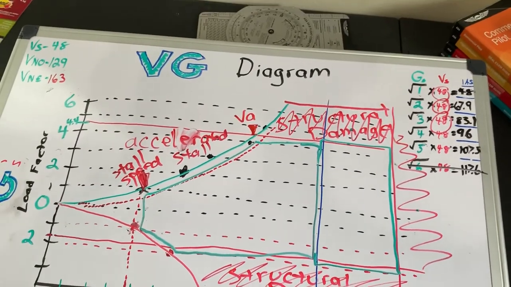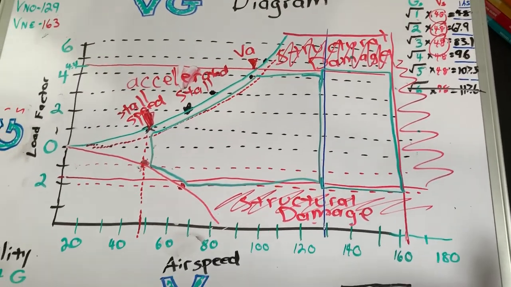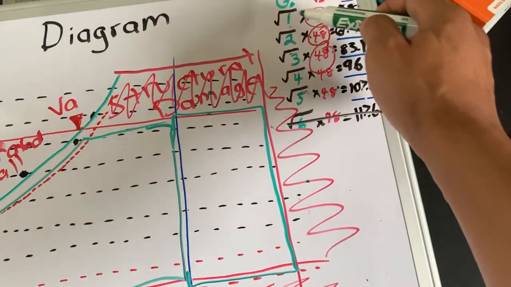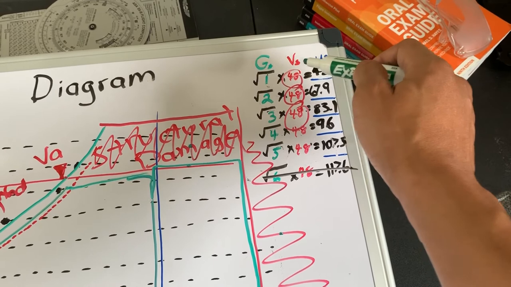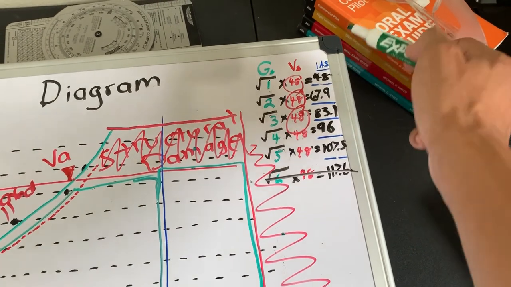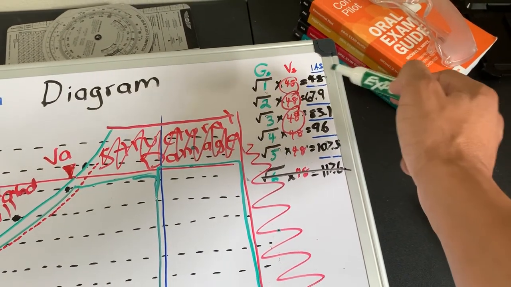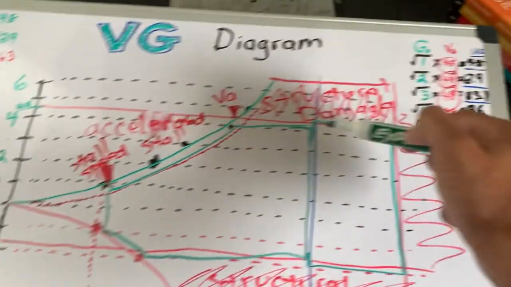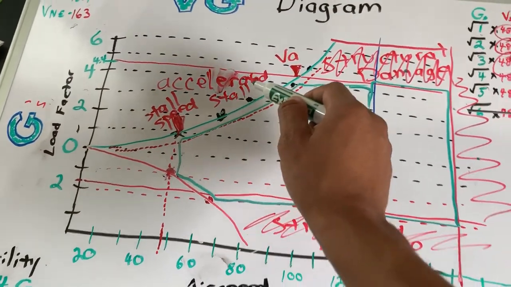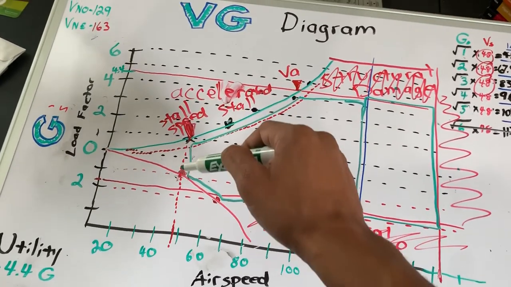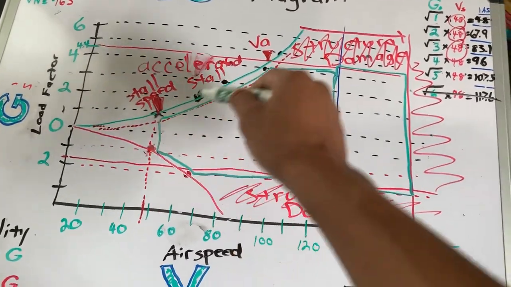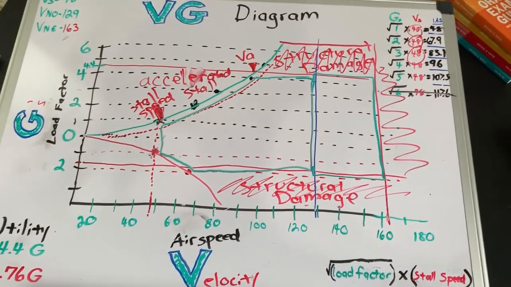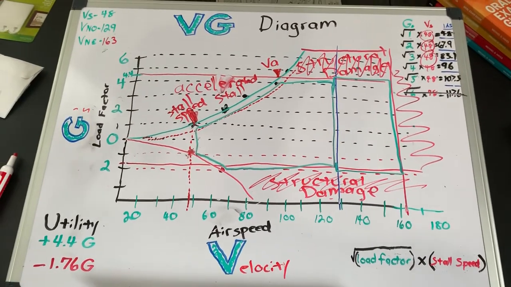Now, the most complicated part in this whole diagram is drawing this line and putting the equations on here. So what's the square root of 1 times 48? 48. Square root of 2 times 48, 67.9. So this is the hardest part right here. And then putting the dots, lining up the dots with the Gs versus the airspeeds, and then just drawing the lines. It's not really that difficult. I can't make it any simpler than that.